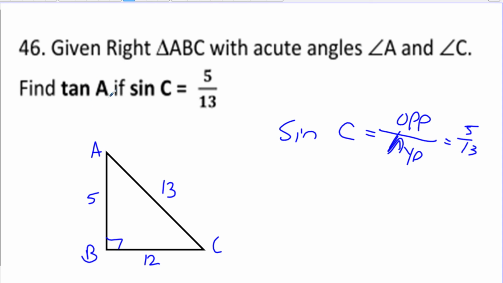So now they're asking for the tangent of A. So from here, this is opposite, this is adjacent. So the tangent of A is opposite over adjacent. So the answer to their question is 12 over 5.